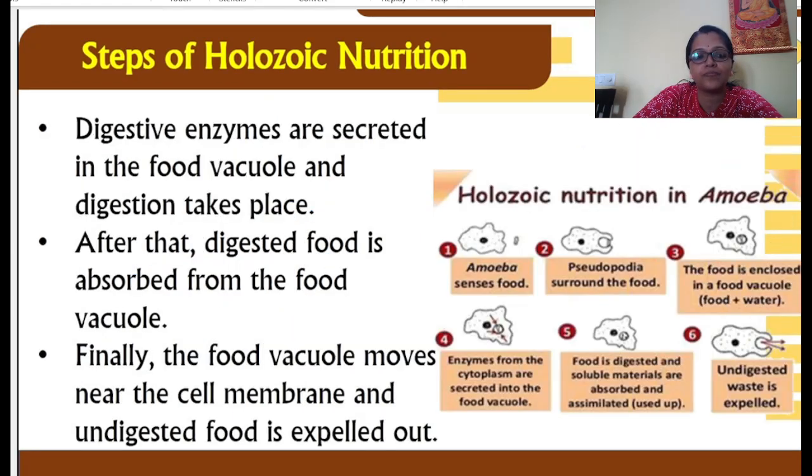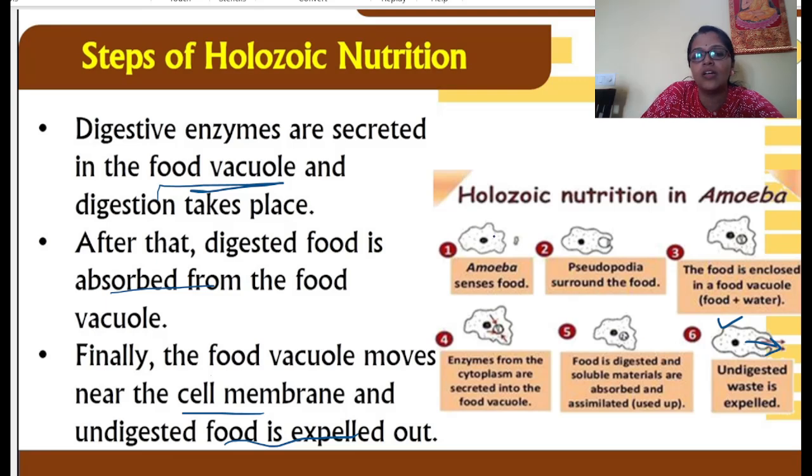The next one. The digestive enzymes are secreted in the food vacuole. The digestive enzymes in the food vacuole digest the food. The digested food is absorbed from the food vacuole, and finally the undigested food is expelled out from the cell membrane. This is how it is expelled out. The unwanted food is moving out.